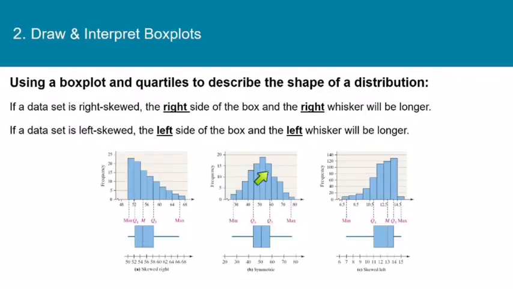With a symmetrical data set, it may not be exact, but the median will be pretty well in the center of the box, and then the whiskers will be about the same length. That's what you're looking for. And here we have a left skewed distribution, and you can see that the left side of the box and the left whisker are longer.